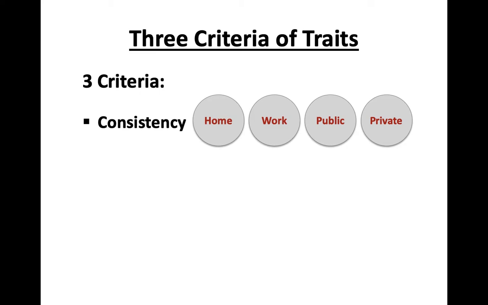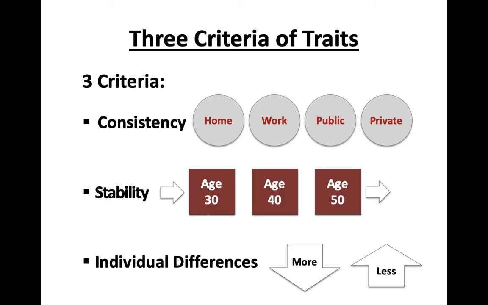There are three criteria that characterize personality traits, which is consistency, stability, and individual differences. So consistency can be thought of like this. For a quality to be considered a personality trait, the behaviors associated with the trait need to be consistent across situations. So for example, somebody is considered a talkative person if they tend to be talkative at home as well as at work, in public as well as in private.